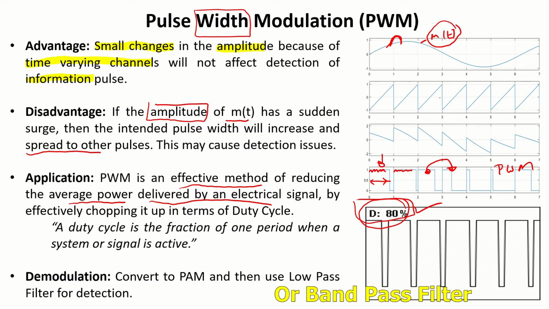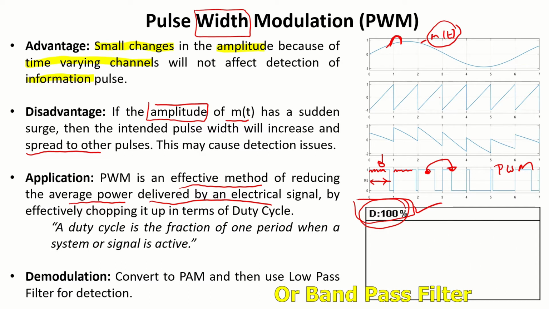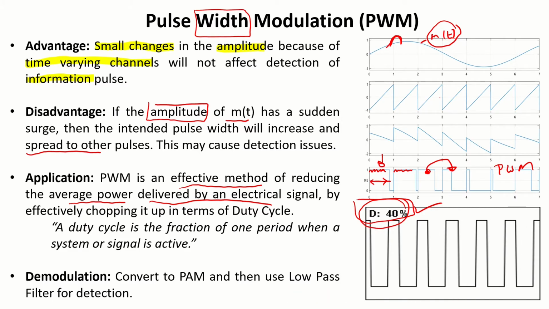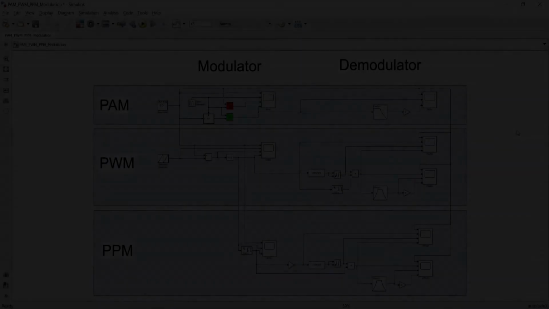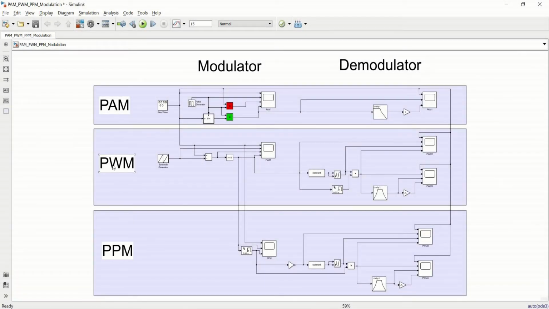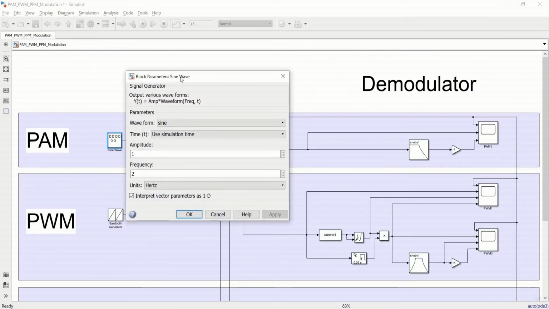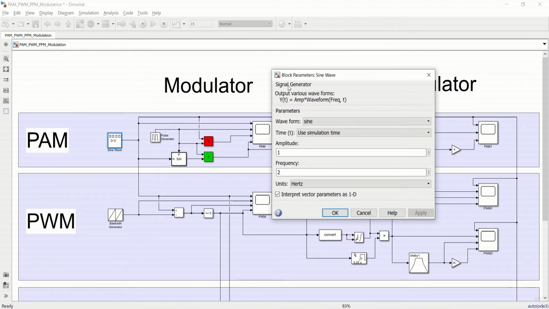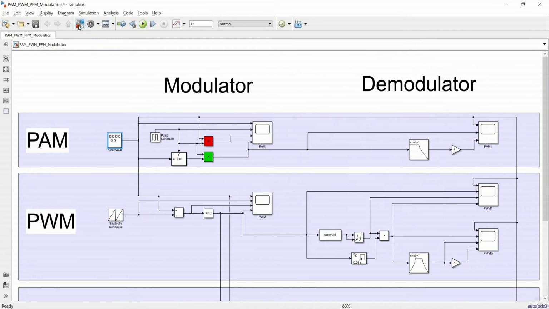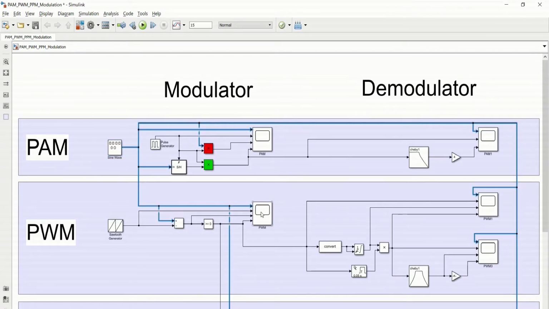Now let us move towards the simulation using Simulink for the modulation and demodulation of pulse width modulation. Now over here we have the modulator for PWM and the demodulator for PWM in the Simulink environment. So let us first zoom in on the desired blocks. Again we have a message signal M of t, and this is a signal generator obtained from the library browser over here, and we feed it to the scope.